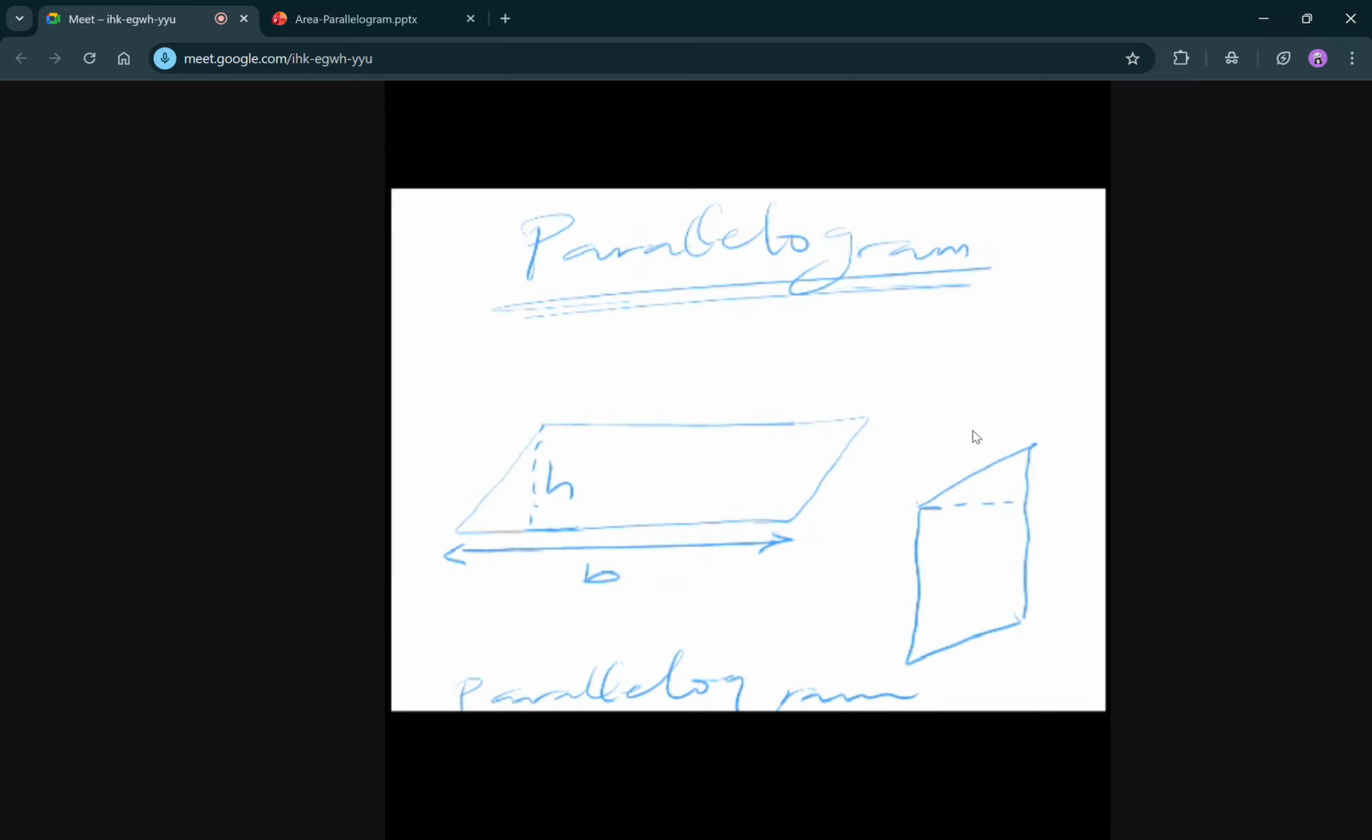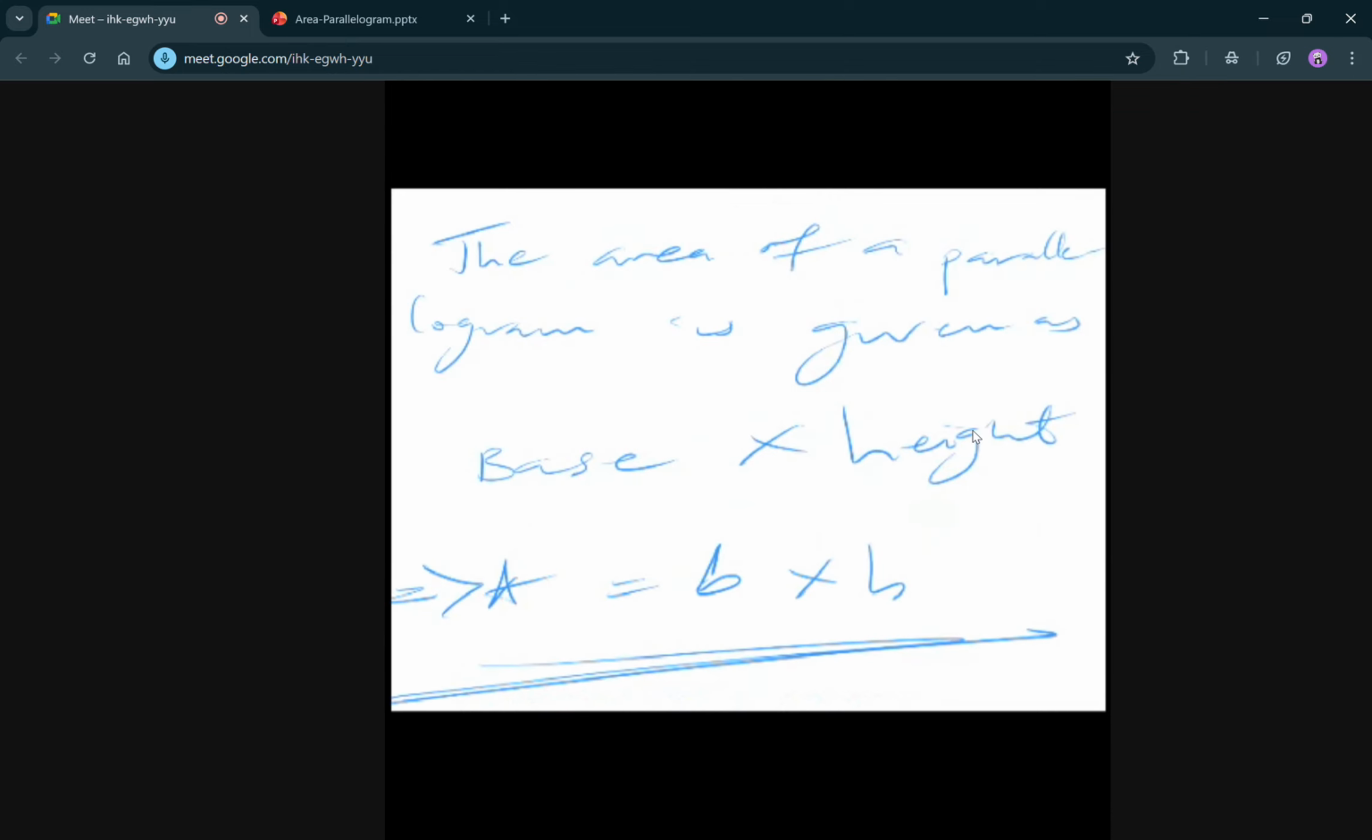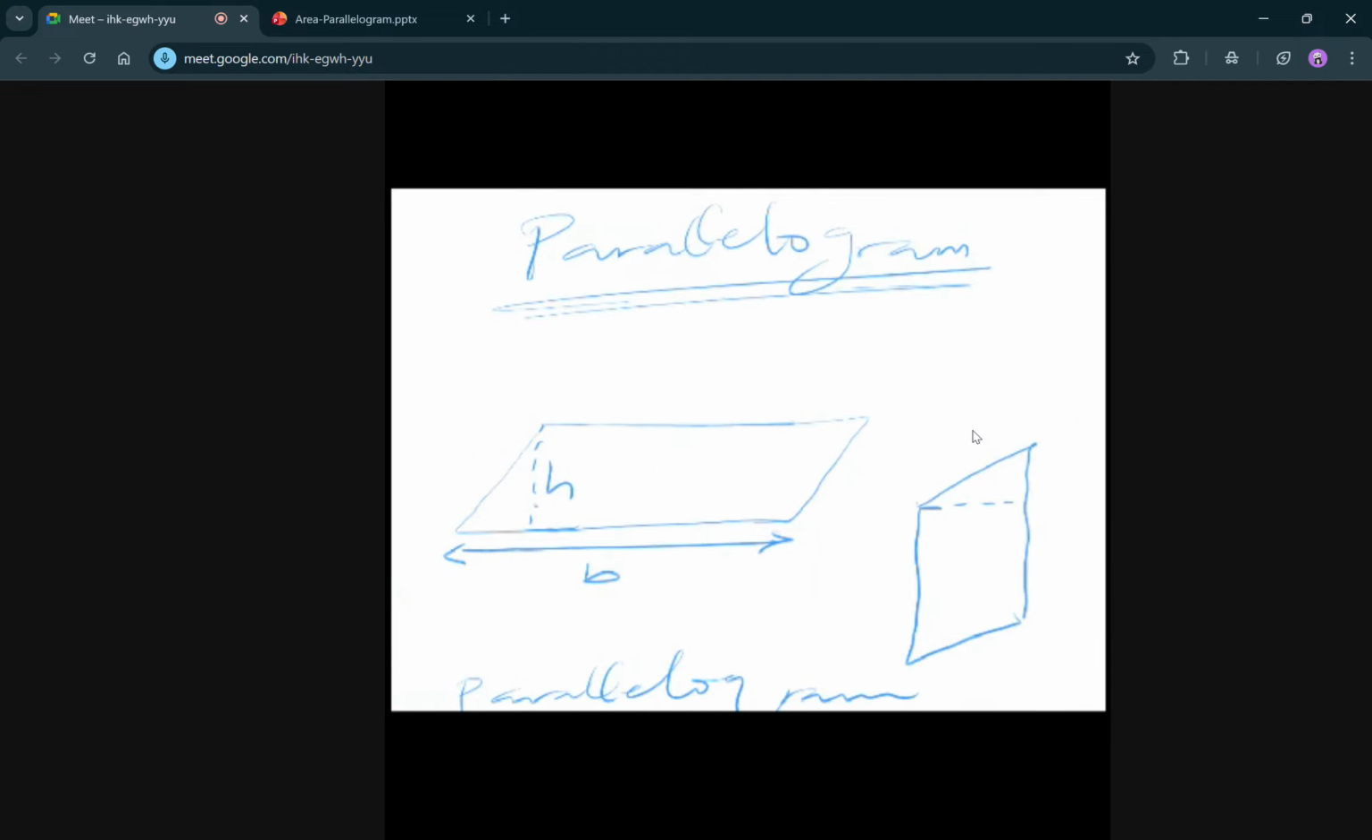Okay. Now look at what I wrote. Under the diagram, you write: the area of a parallelogram is given as... The area of a parallelogram is given as... Wait, just go back. Go back to the previous slide. The previous slide is just a diagram.